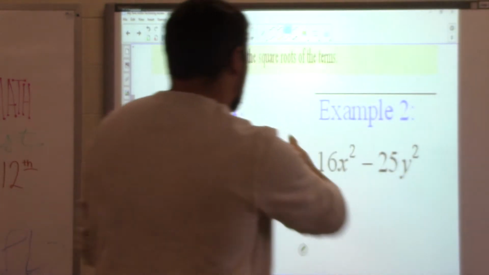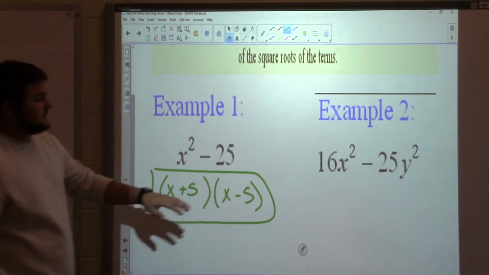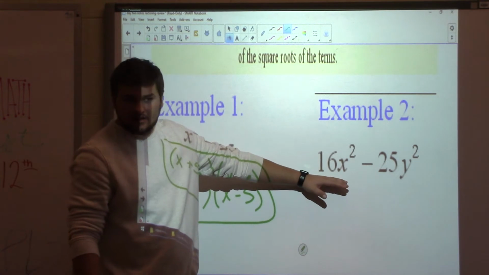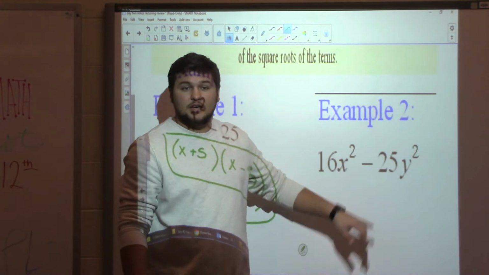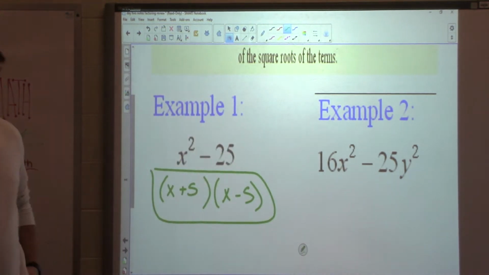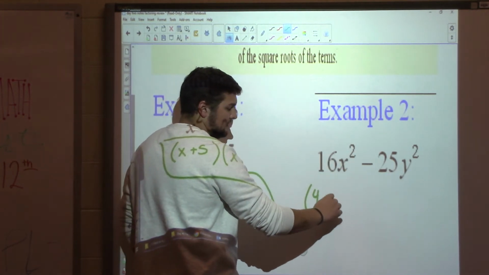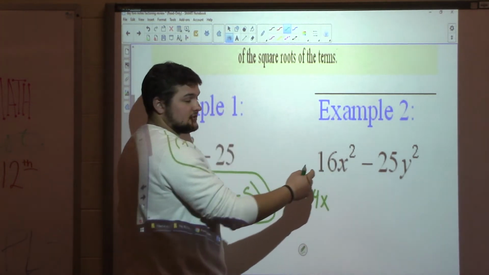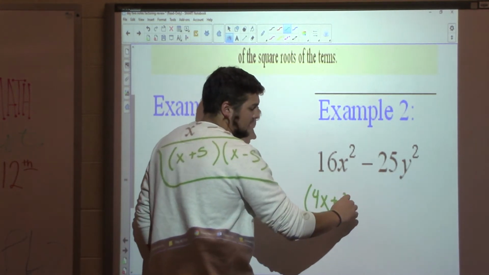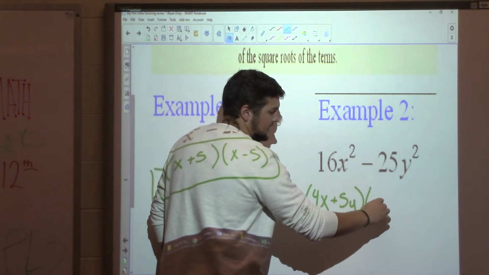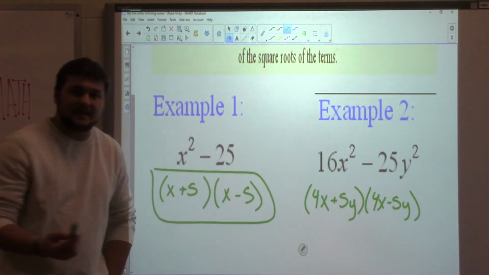Same thing for the second problem, 16x squared minus 25y squared. Is 16x squared a perfect square? Yes. Is 25y squared a perfect square? Yes. Do I have subtraction? Yes, so I can call it a difference of perfect squares. If I take the square root of this first piece, 16x squared, I get 4x, because 4x times 4x gives me 16x squared. The square root of 25y squared would be 5y. So I write 4x plus 5y, and then also 4x minus 5y. And that's my answer. That's factored already.